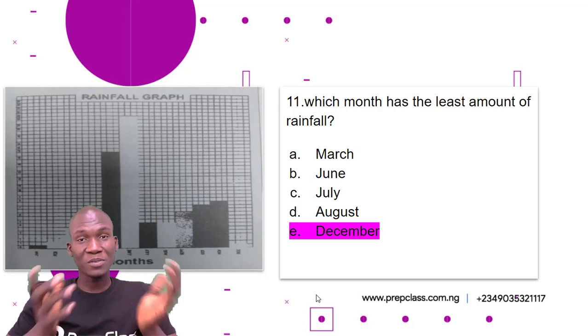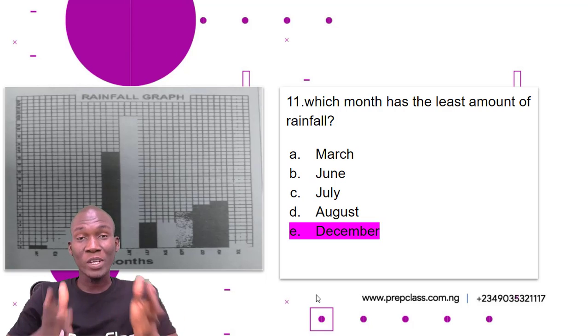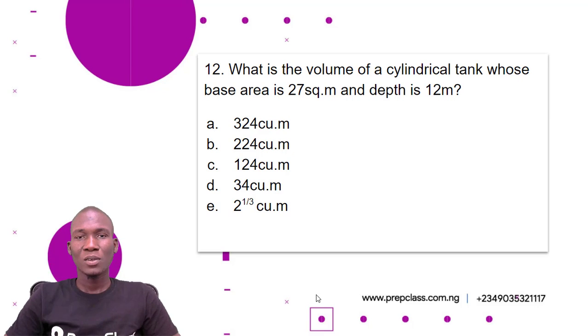Looking at the graph, it was very easy to pick our answer. So now we move to the next question, question number 12. What is the volume of a cylindrical tank whose base area is 27 square meter and depth is 12 meter? A. 324 cubic meter, B. 224 cubic meter, C. 124 cubic meter, D. 34 cubic meter, E. 2 raised to the power of 1 over 3 cubic meter.